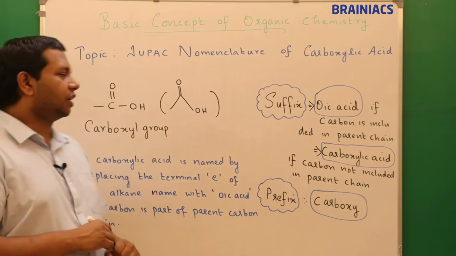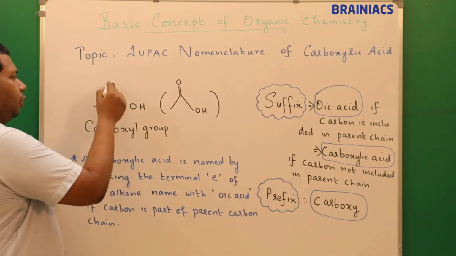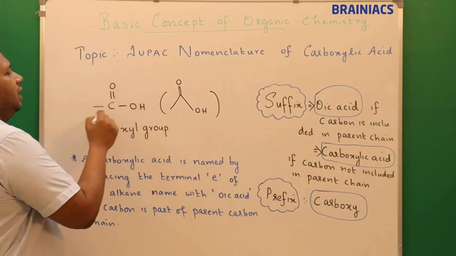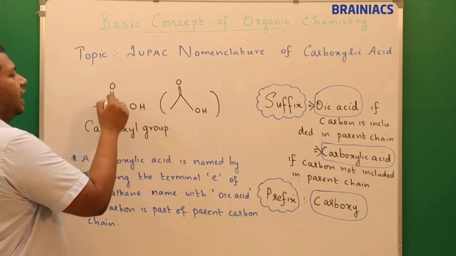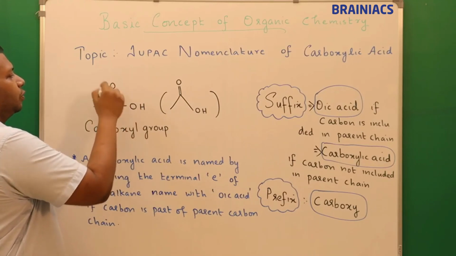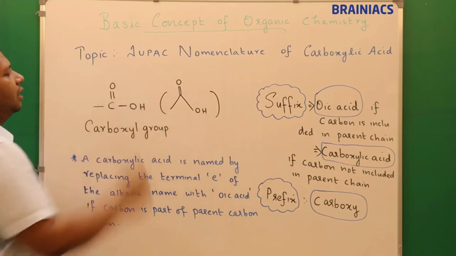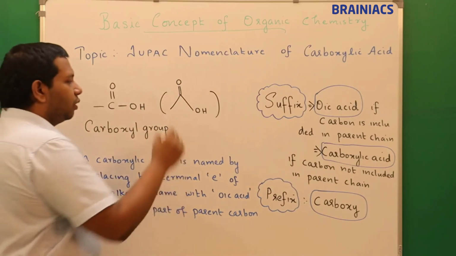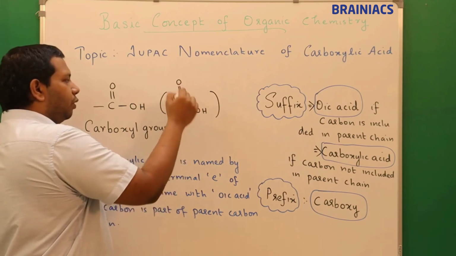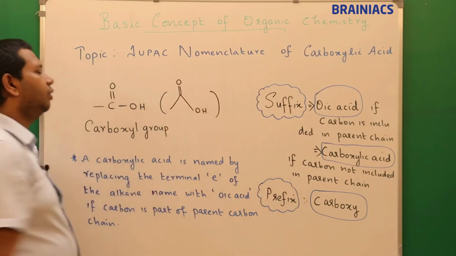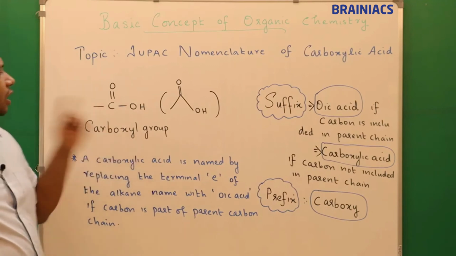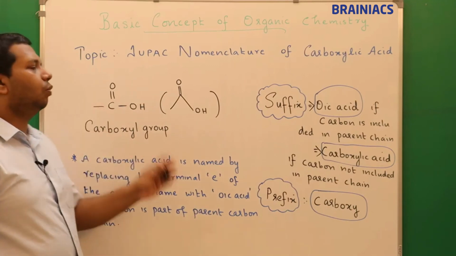You know what the carboxylic acid group is: C double bond O, and OH. So it has one hydroxyl group, OH, and a keto group, C double bond O. Combining these gives the carboxylic acid. Its bond line notation is as you can see here. This is called a carboxyl group. Now, what is a suffix?